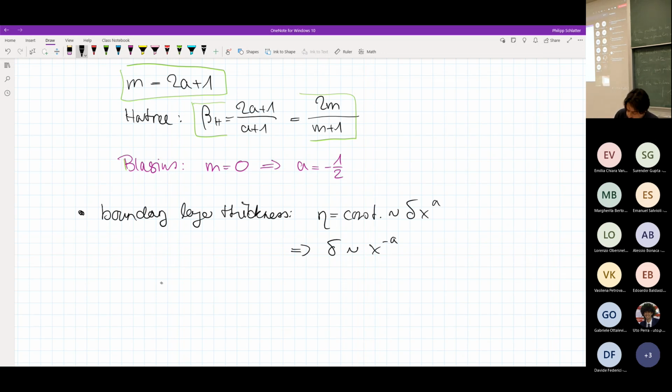Now let's test that. For Blasius, we know that a is minus 1/2. This is what we said. And of course, that means that my delta would be proportional to x to the minus 1/2, so it would be proportional to x to the 1/2, so proportional to the square root of x. And that is exactly the scaling that we had last time, when we had the square root growth of the boundary layer thickness. So for Blasius, everything is fine. But now, the cool thing is, we can do that for Falkner-Skan.